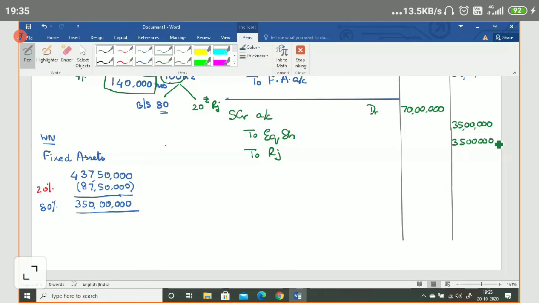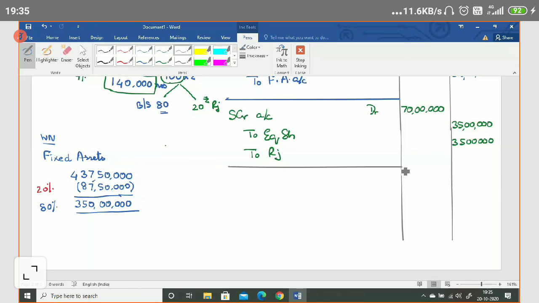You're okay, guys, with this? Please give a feedback, guys. You're okay? Very good, very clear. Okay, super. So let us post it and complete the balance sheet and then we'll come back.